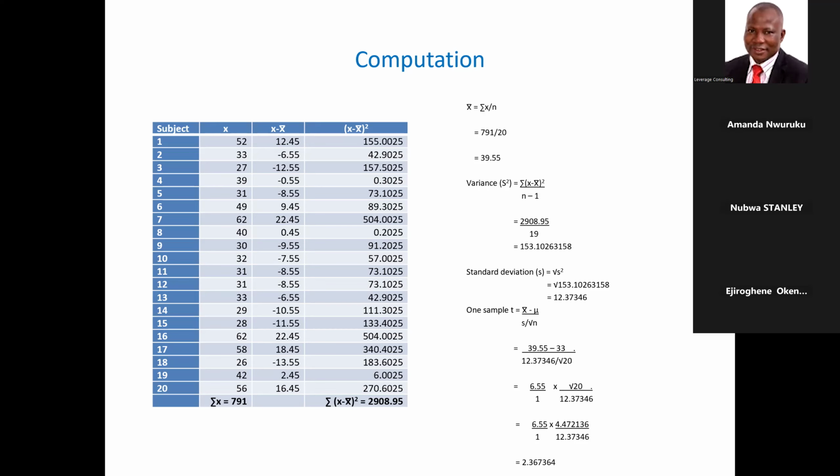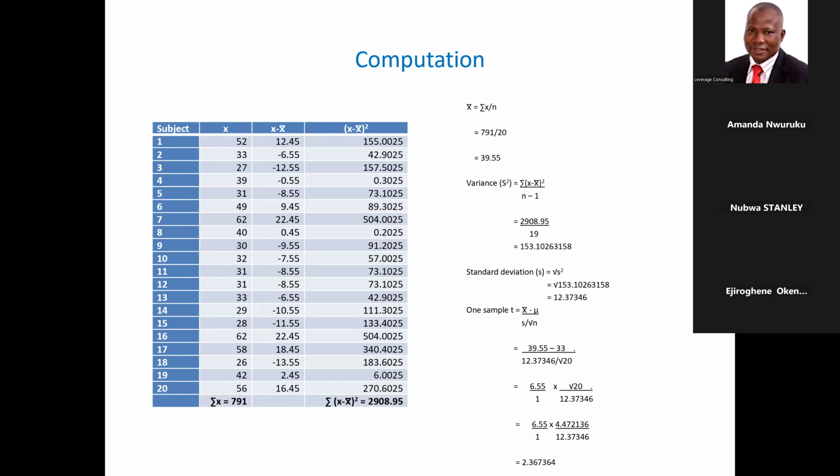The last column is the square. When you square it, it gives you the squared deviation from the mean. X minus X bar is the deviation from the mean; squaring it means squared deviation from the mean. When you sum all the squared deviations from the mean, that is what we call the sum of squares. Look at the value now: sigma X minus X bar squared is that column. When you sum it together, it gives you 2,908.95.